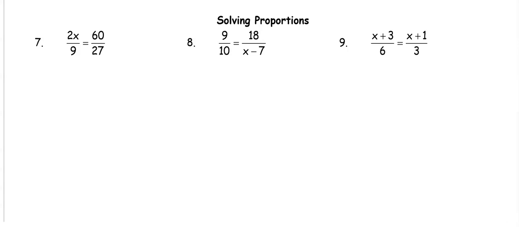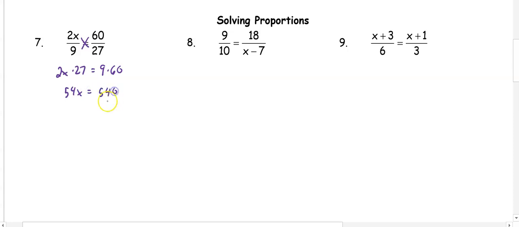Solving a proportion. Remember, when you are solving a proportion, you are cross multiplying. So the numerator of one fraction multiplies with the denominator of the other. So we have 2x times 27 is equal to 9 times 60. So we get 54x is equal to 540. When we divide both sides by 54, we get x is 10.